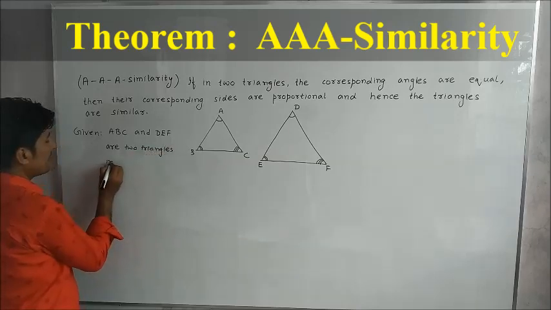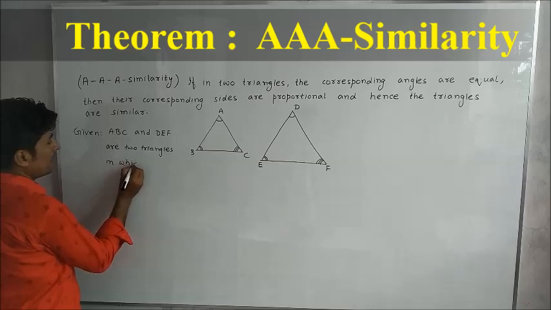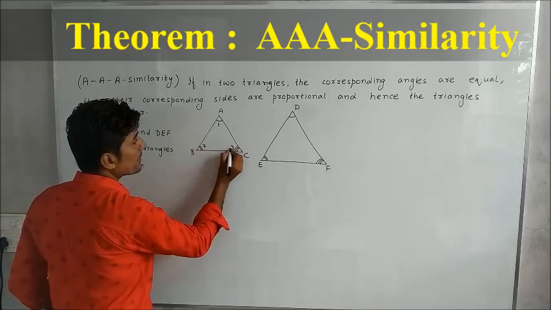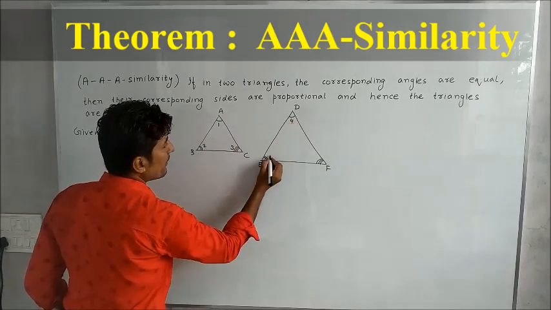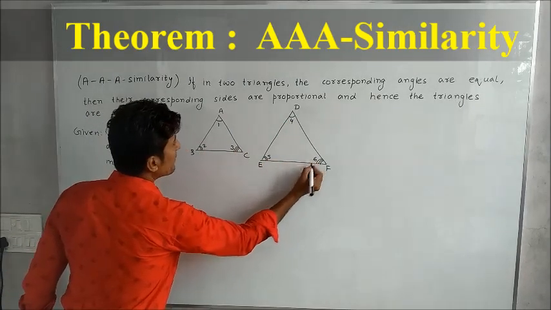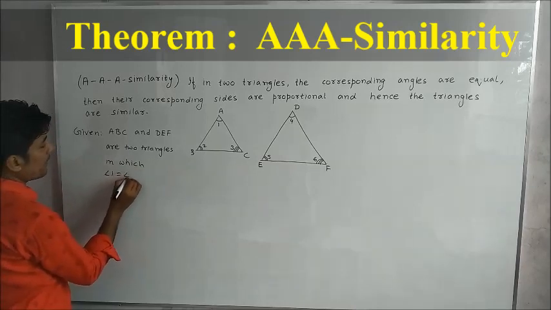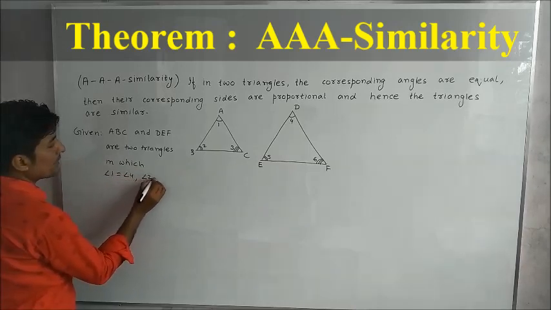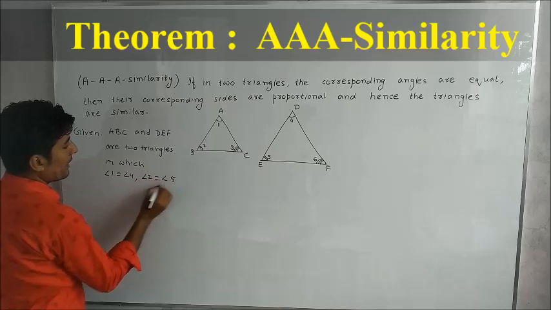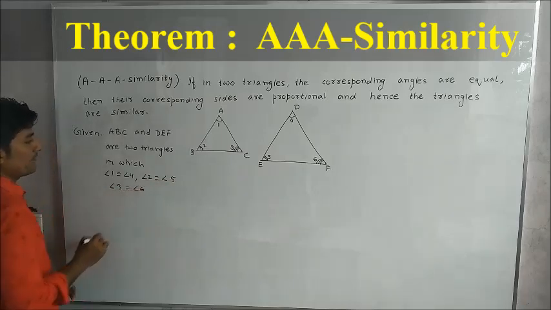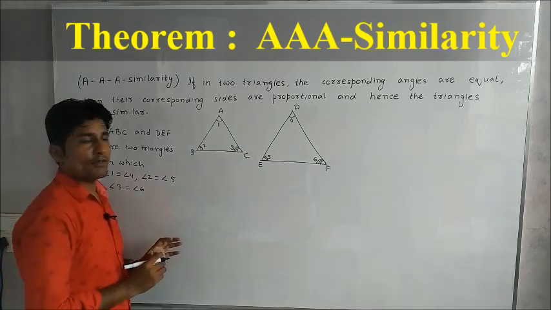in which, suppose the names of the angles are 1, 2, 3, 4, 5 and 6, in which angle 1 is equal to angle 4, angle 2 is equal to angle 5 and angle 3 is equal to angle 6. All these are already given.